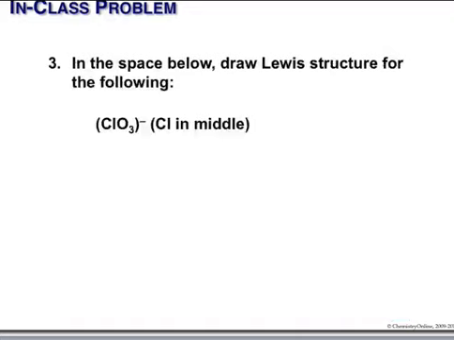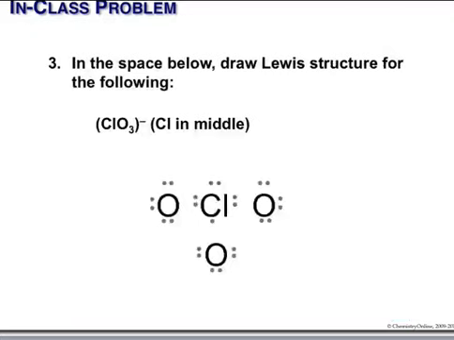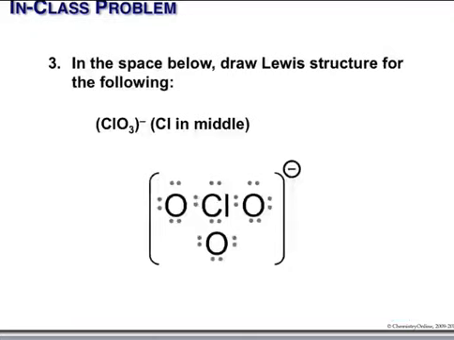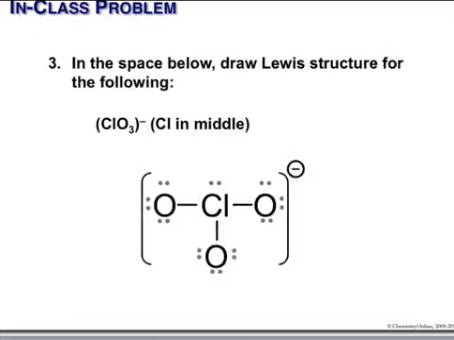Chlorine. We actually did this in class, didn't we? This exact question. And it still showed up on the exam. And everybody, of course, got it right. Group 7, we have 3 at group 6. Have to add 1 electron on the chlorine. All we do now is simply draw our bonds. And that is chlorate anion.